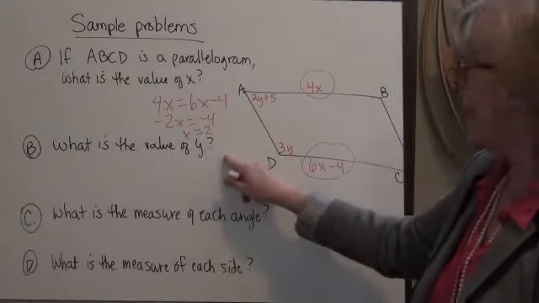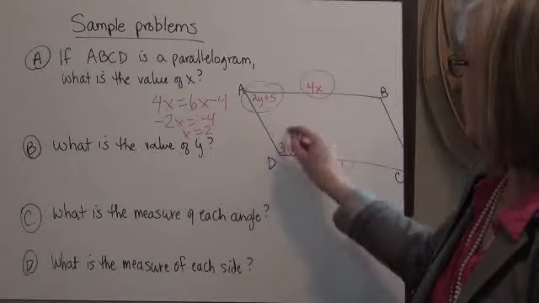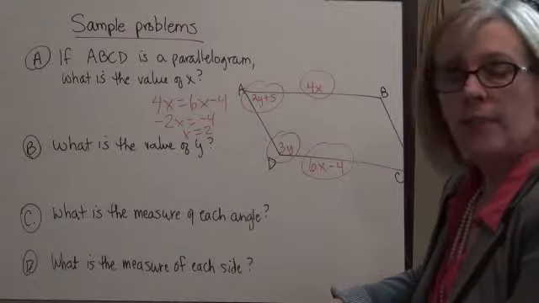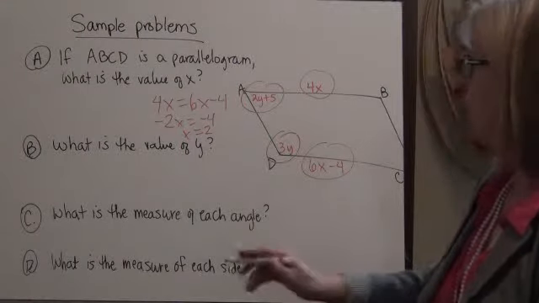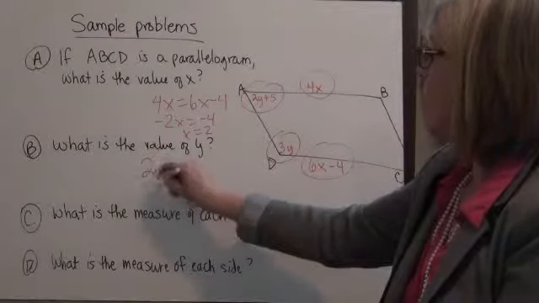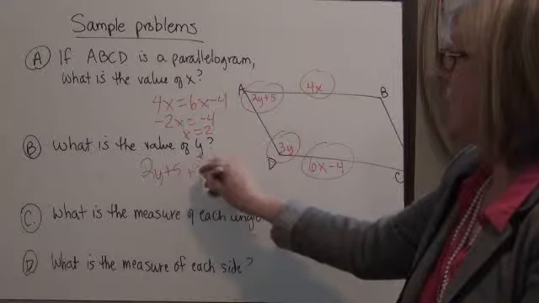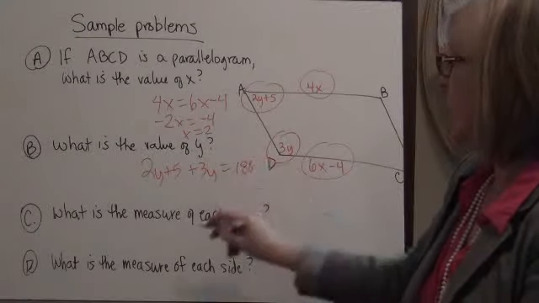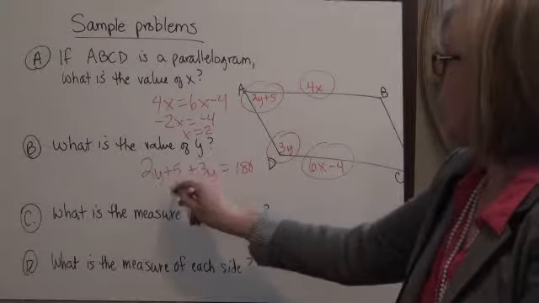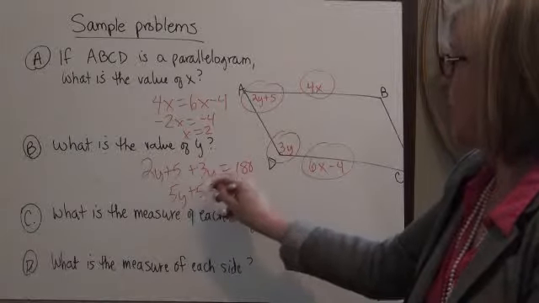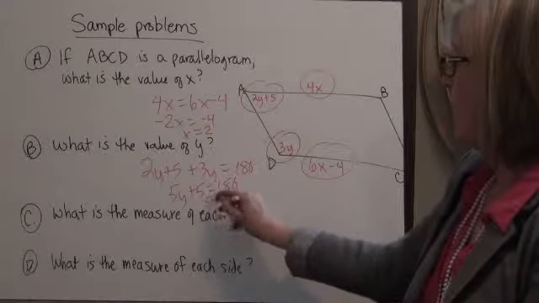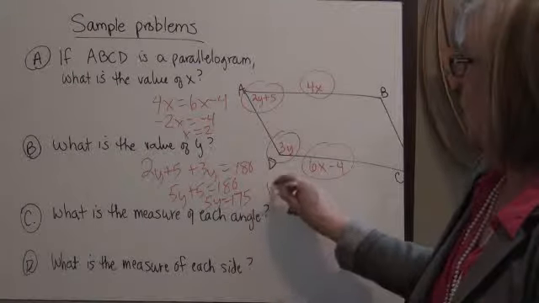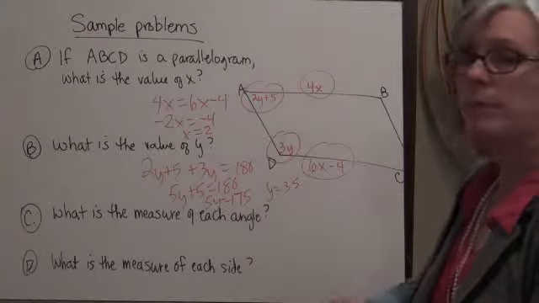What is the value of y? Okay, y is here and y is here. I don't think those are congruent. Consecutive angles are supplementary. So I'm going to write an equation that says 2y plus 5 plus 3y equals 180. And now I have 2 y's and 3 y's, so I have 5y plus 5 equals 180. 5y equals 175, and so y equals 35.